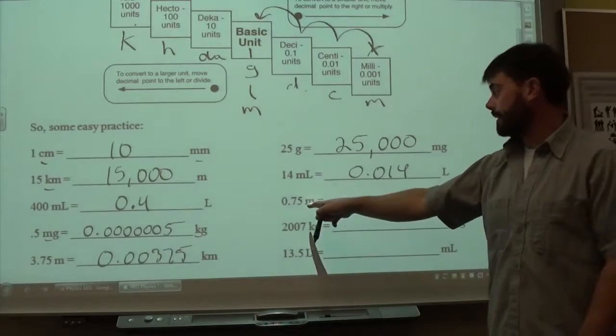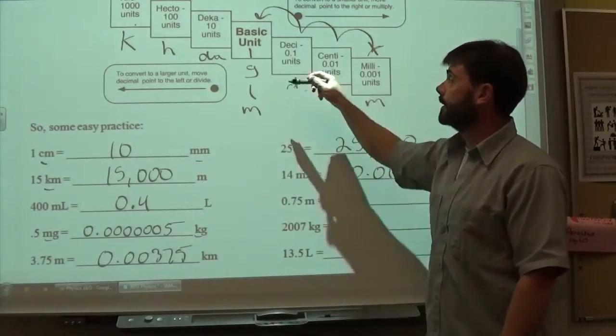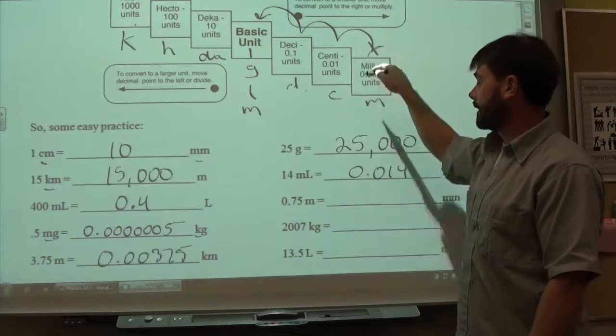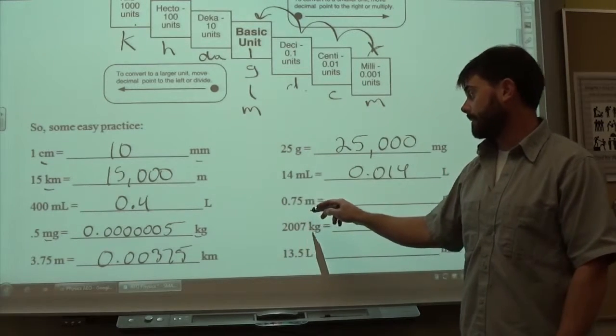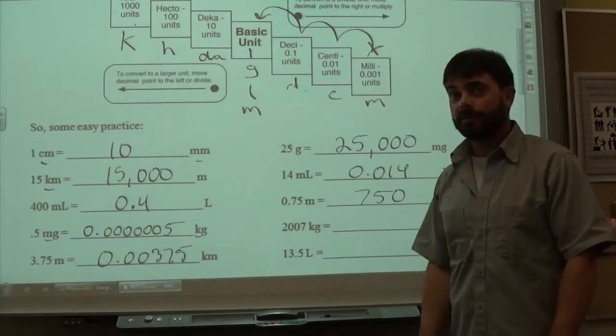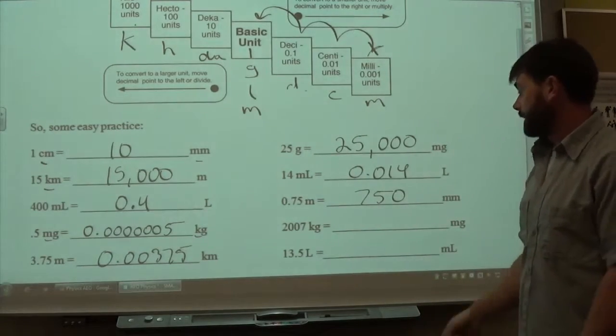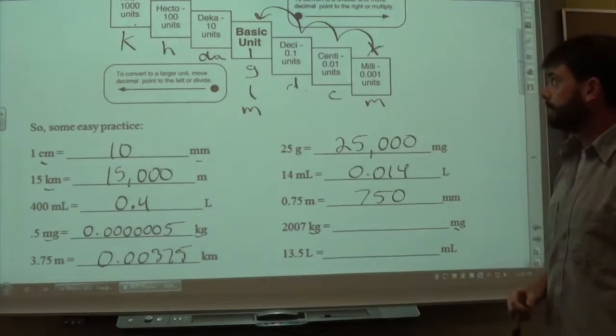Next one, I'm going from meters to milli. So meter is a base unit and milli is to the right. So that's 10, 100, 1,000. I'm going to multiply 0.75 by 1,000, so 10, 100, and then 1,000 would mean the decimal would move to the right 3.